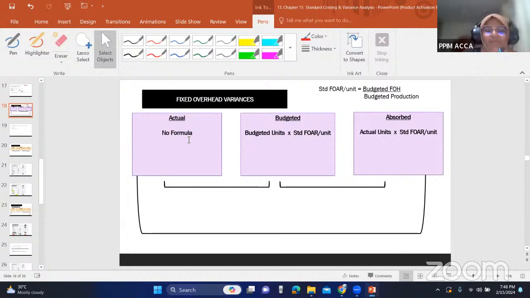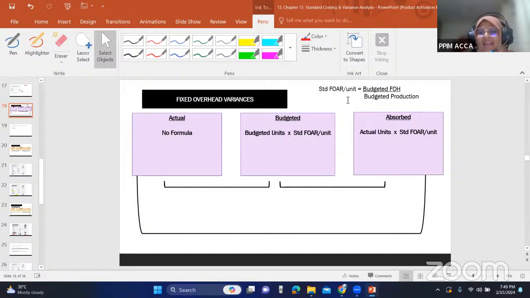And good news, for actual, there is no formula. Directly it has to be given in the question. This was the fixed overhead actually incurred. So no formula. You can just put the answer here. Under budgeted, you will have budgeted units into standard FOAR per unit. I'll tell you how to calculate it. It's given here. Under absorbed, it will be actual units into standard FOAR per unit.